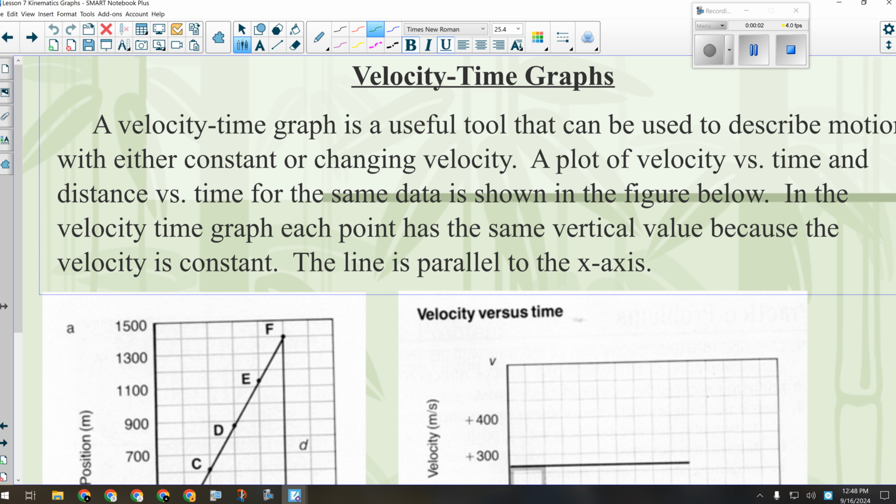On Thursday, we went over position versus time graphs. We did a few of each kind. We did some that were kind of all over the place, and some that were linear. Today we're going to start velocity versus time graphs.